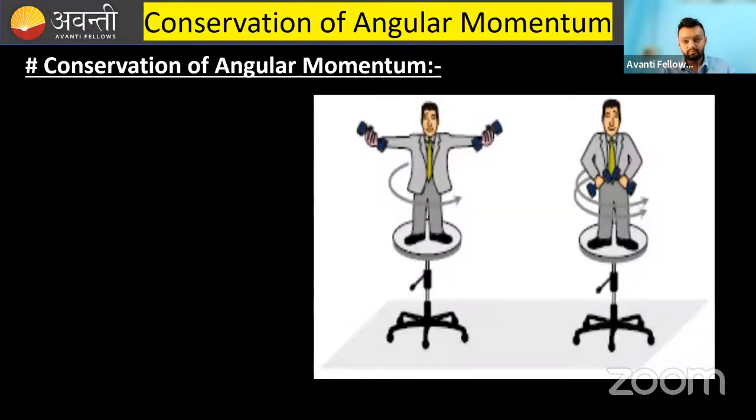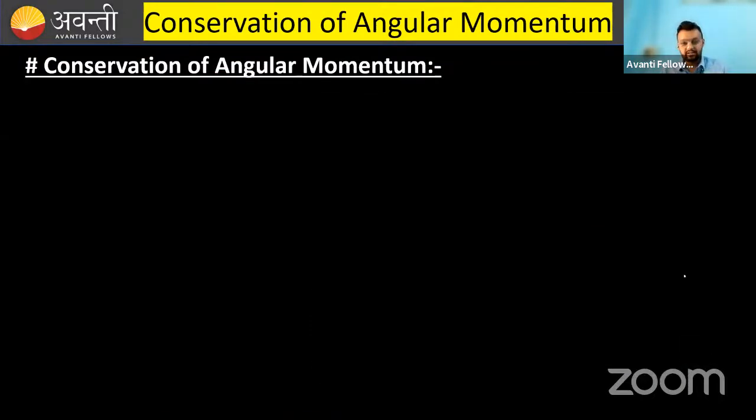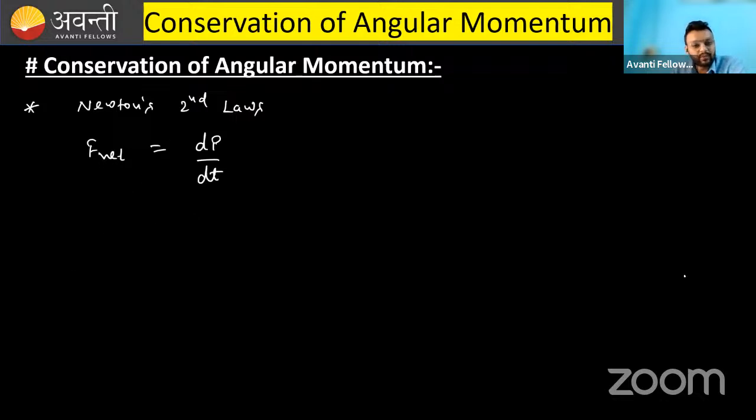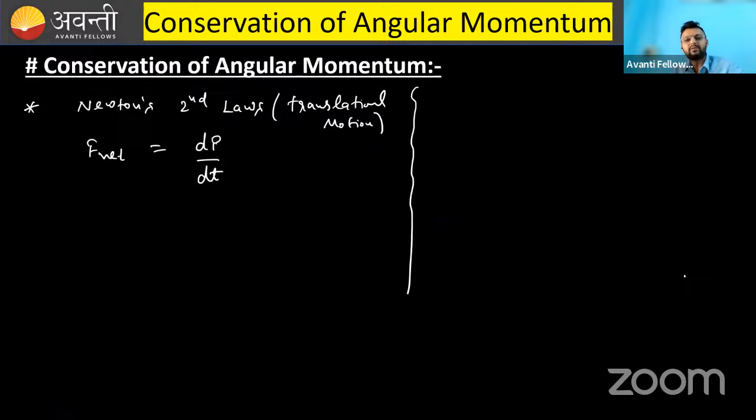So now moving further, conservation of angular momentum. Have a look at few of the things. What is the meaning of conservation of angular momentum? First of all, recall Newton's second law in translational motion. From there, we will get the exact situation. Newton's second law says that F net is equal to rate of change of momentum. F net is equal to dp over dt. This law is applicable for translational motion. Now in rotational motion, we can also use the same relation with some different terms.